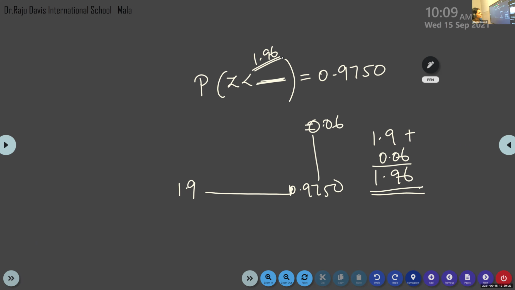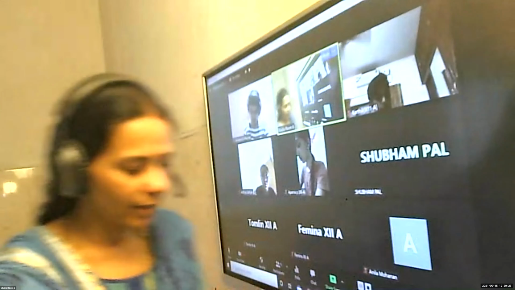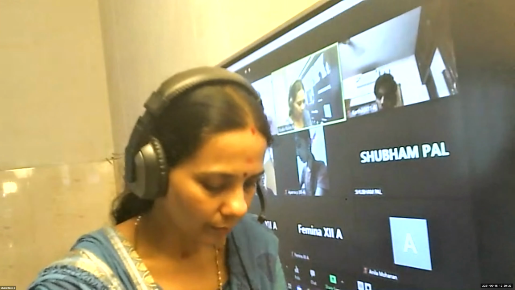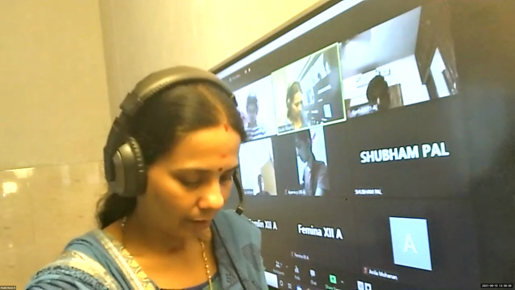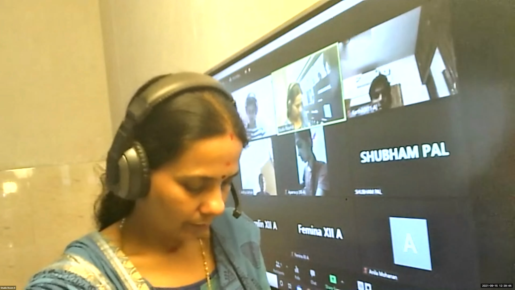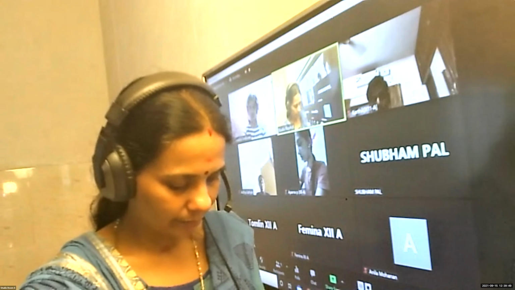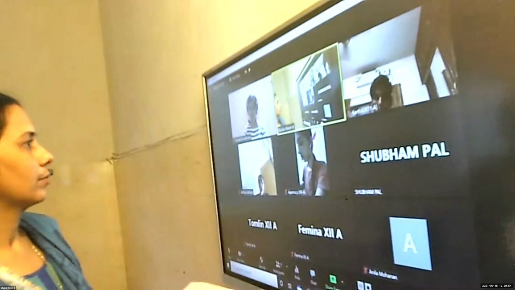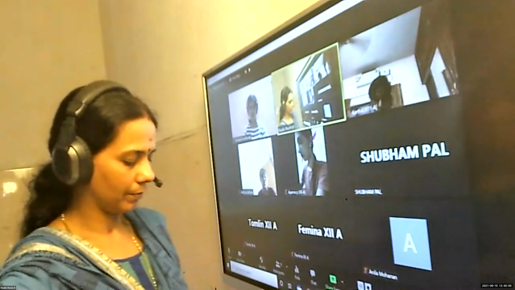Value will be given and sometimes you may be asked to write down what is the Z value. But in the book given by the CBSE, that type of questions are not there. In the CBSE sample booklet, that type of questions are not there.